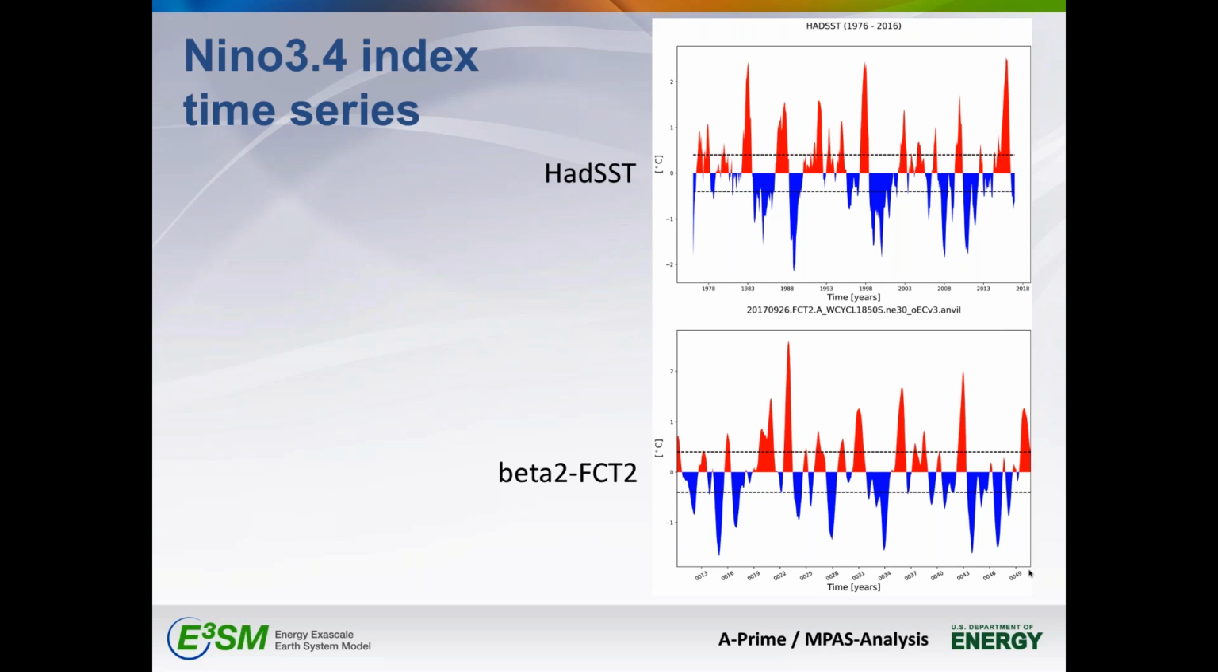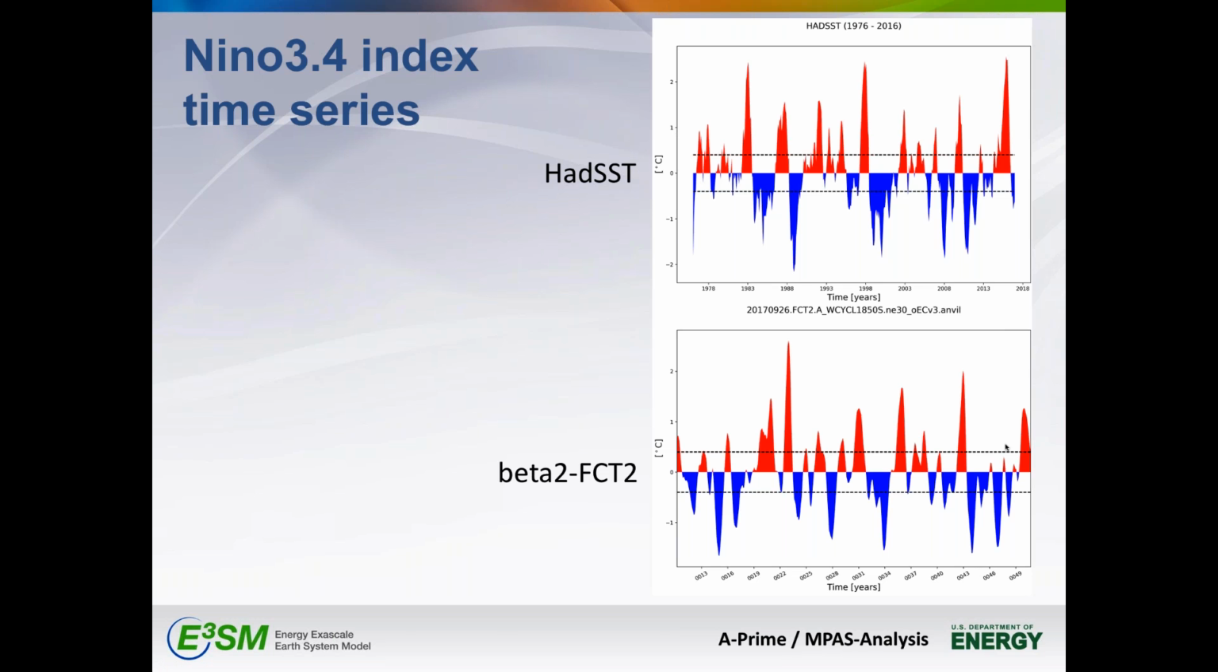Nino 3.4, this is something that has been giving us a lot of grief over the last year or so, and this is the time series of Nino 3.4 index, 40 years of Hadley SST versus 40 years of the model. Please note that the vertical axes don't have exactly the same range. I think they may have the same range on the positive side, but they don't have the same range on the negative side. But you see overall that this is much, much better than earlier version.